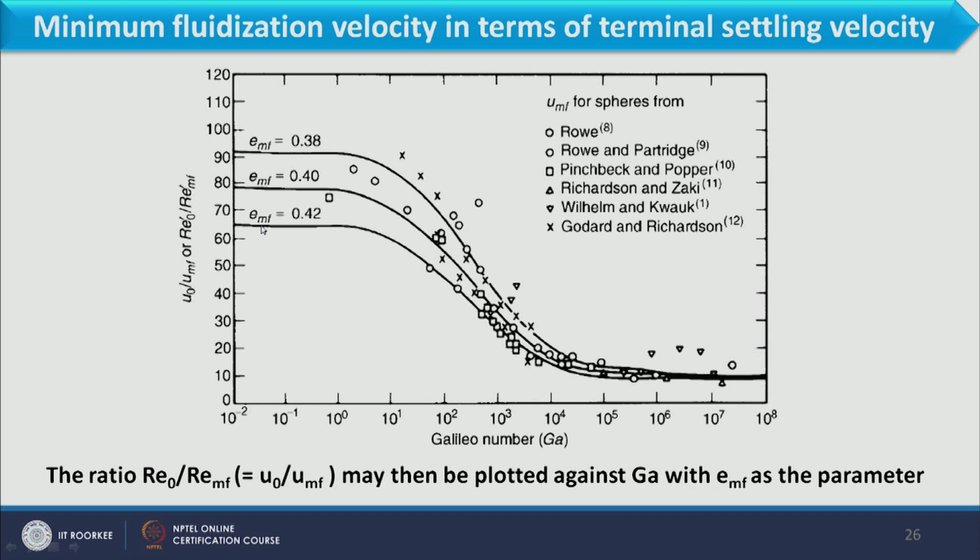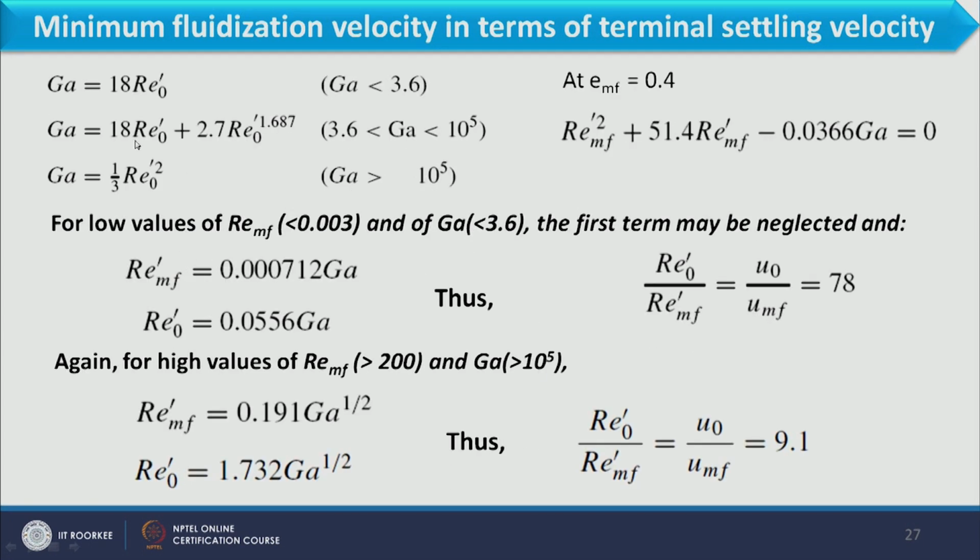Here you can see, when Galileo number is very small, the ratio of Reynolds number at terminal falling velocity and minimum fluidizing velocity is higher in comparison to higher Galileo number. So here we have shown a relationship between Galileo number and Reynolds number at terminal falling velocity for different zones of Galileo number, at EMF equal to 0.4, that is, voidage at minimum fluidizing condition 0.4. This relation we can obtain.